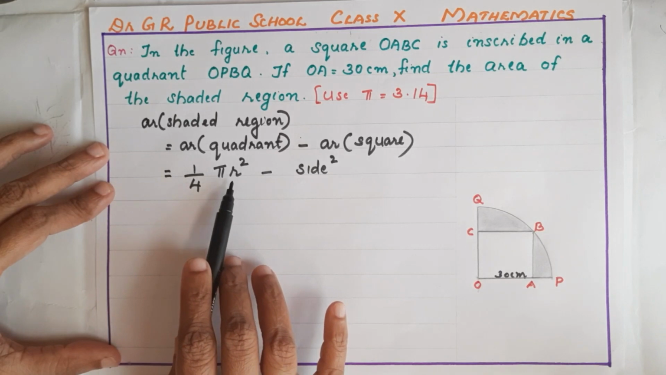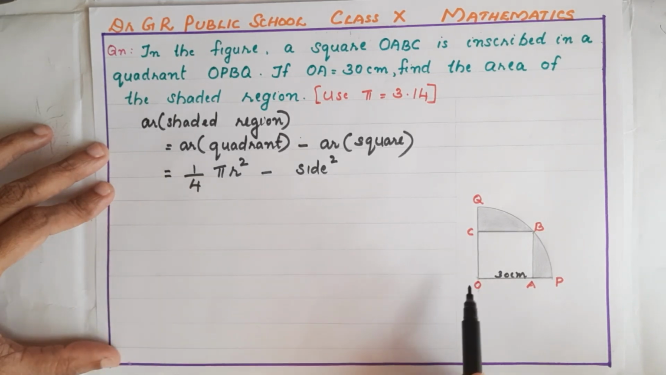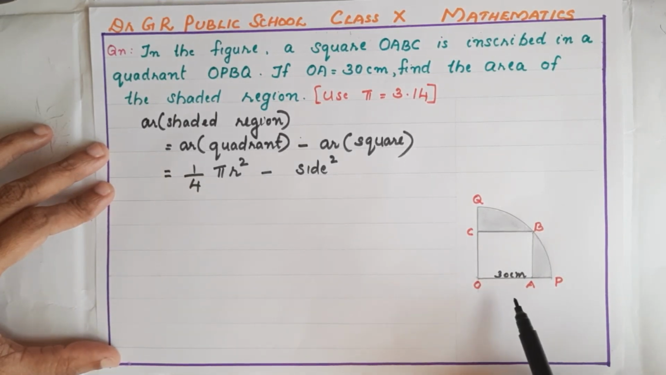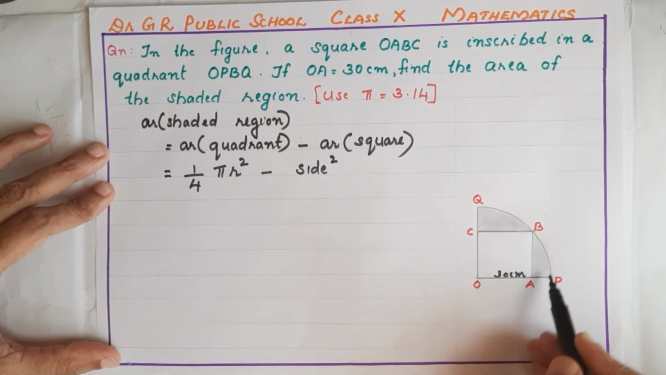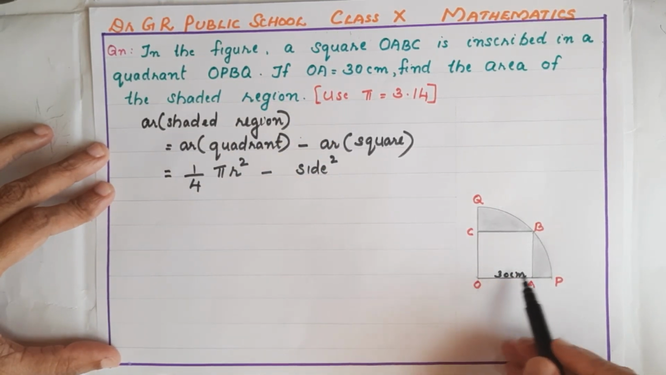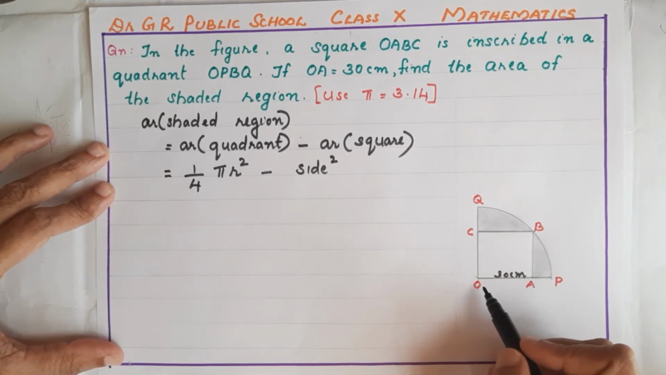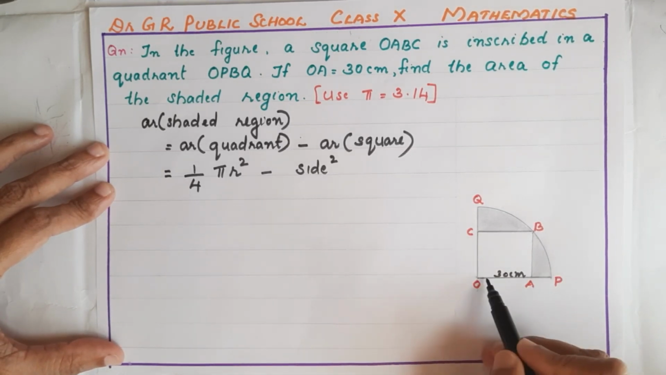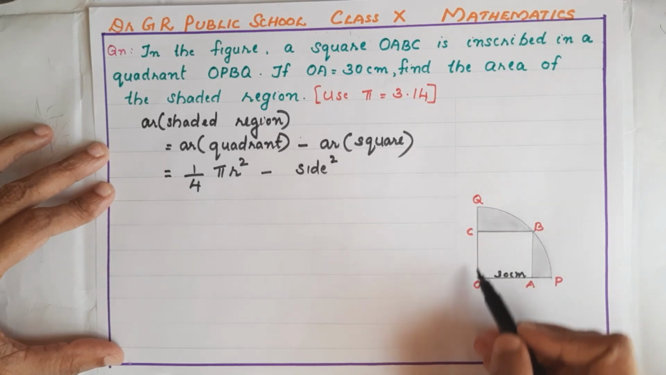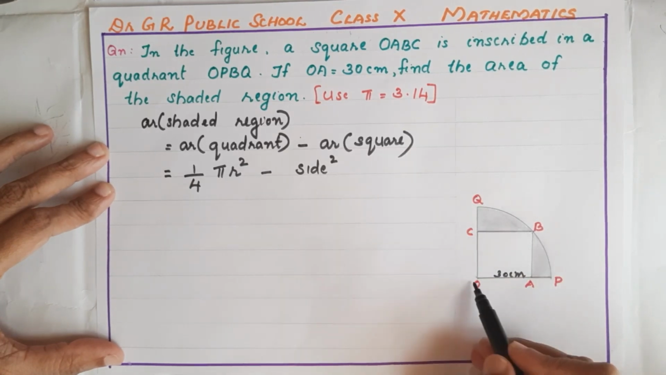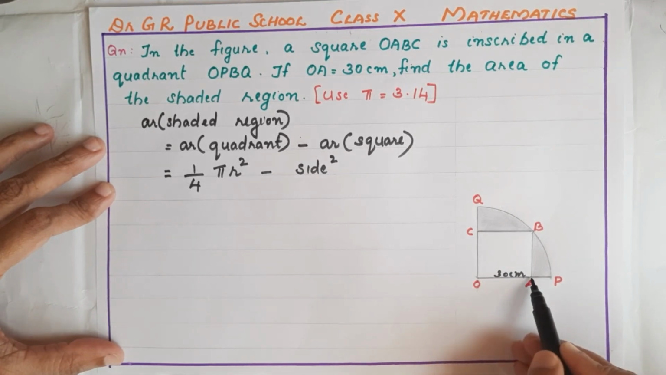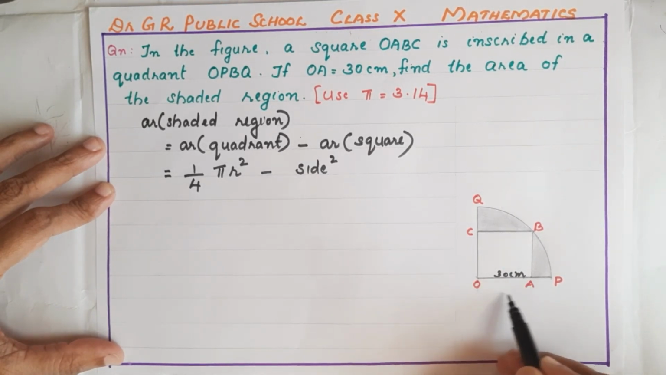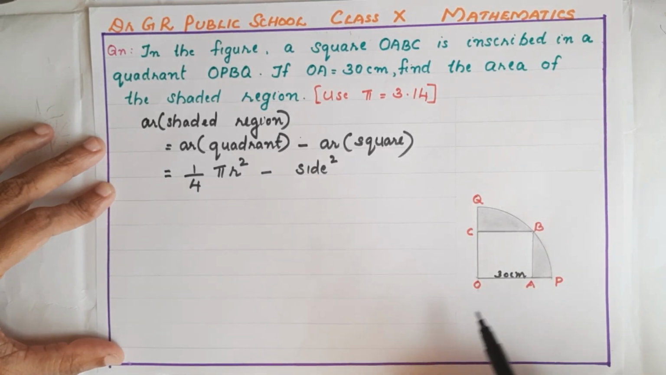Now we need r, isn't it? Radius of the quadrant. Is it given? Can we take this 30 as a radius of this quadrant? No, radius of quadrant means this OP or OQ. Isn't it? OQ and OP are radius, but it is not given. Only this much is given as 30. OP is not given. So how can we find out?